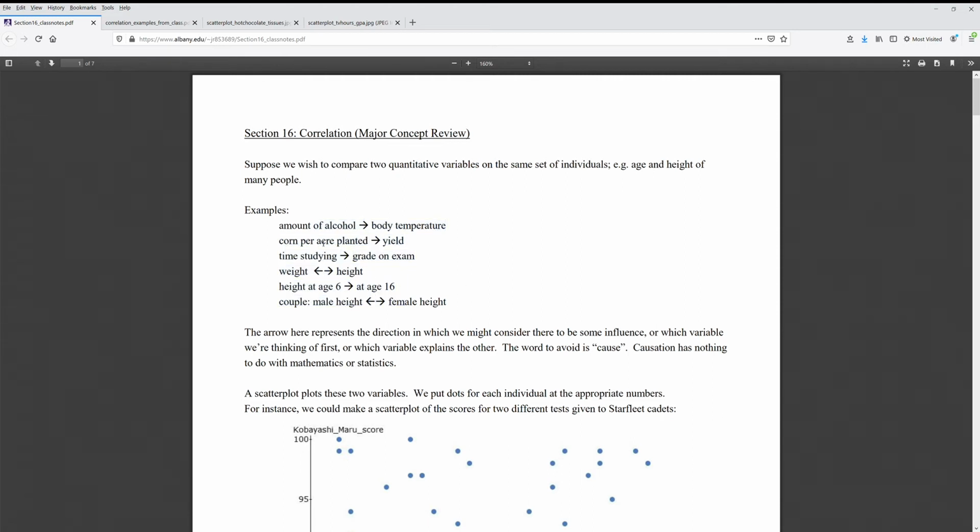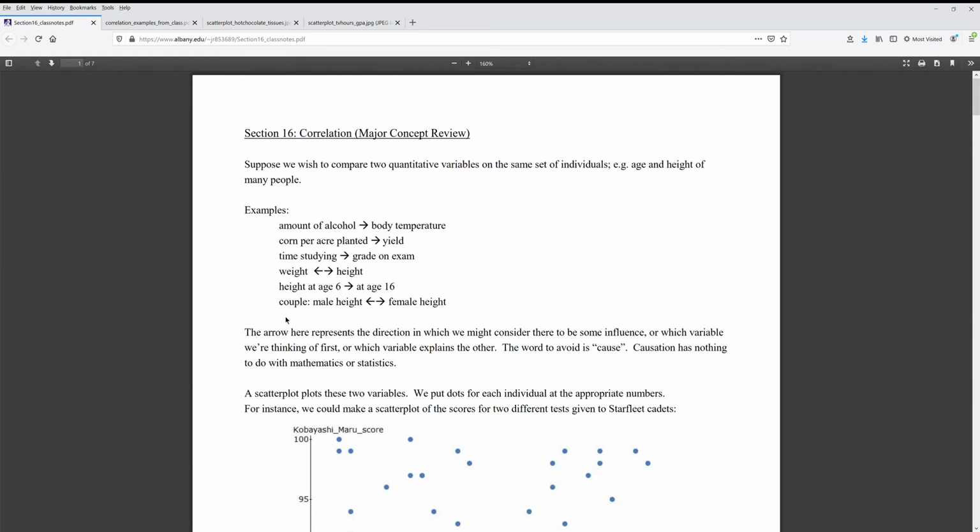Nevertheless, we can talk about how amount of alcohol potentially influences body temperature, whereas it wouldn't make sense necessarily to talk about it the other way around. You can talk about how time studying influences grade on exam, whereas it might not make sense to do it the other way around. Now the arrow, the direction of the influence, which variable comes logically first and which comes logically second, has nothing to do with what we're talking about at the moment. It is completely irrelevant for correlation, but it will be very important for the next section, linear regression.